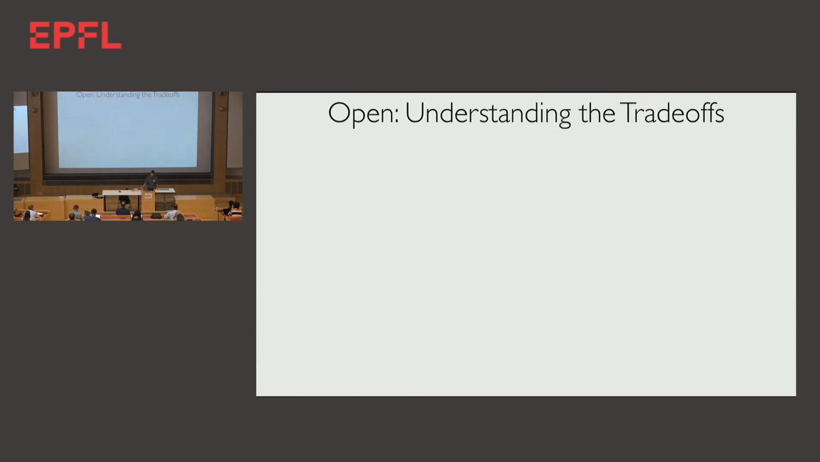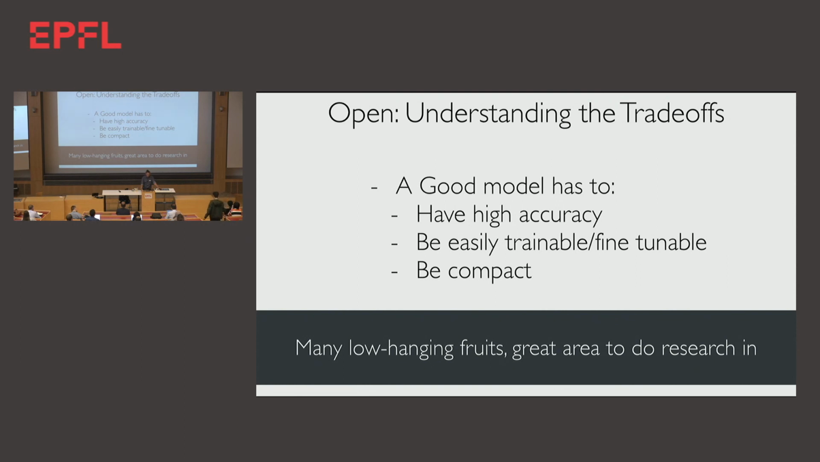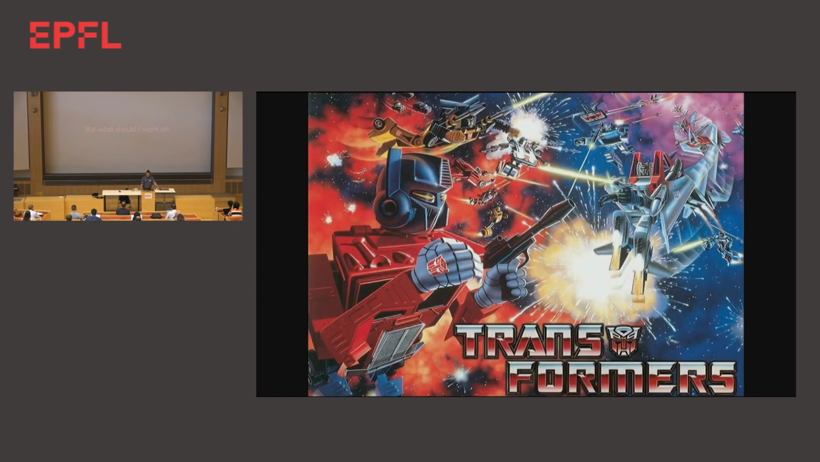So I think there are a lot of interesting trade-offs, both experimental and theoretical, with regards to choosing and pruning a good model, because you need high accuracy, you need the model to be easily trainable, and we know that overparameterization helps the trainability, but also burdens any other resource. You want to be fine-tunable and be compact at the same time. And there are a lot of low-hanging fruits, I think, and it's a great area to do research on, and I urge you, if you're not in this general area, to think about it. And if you're wondering what you should work on, this is it: transformers. You should work on transformers.